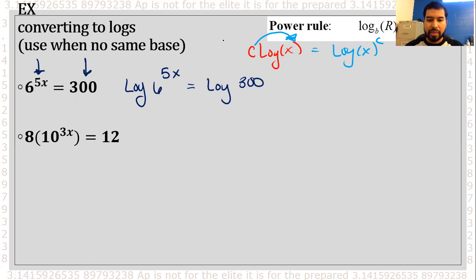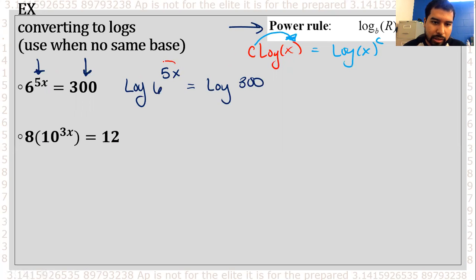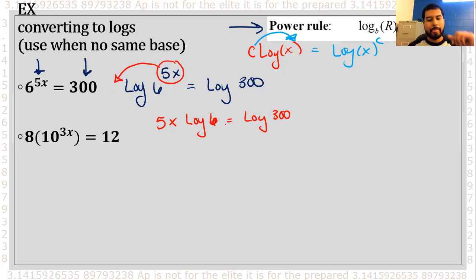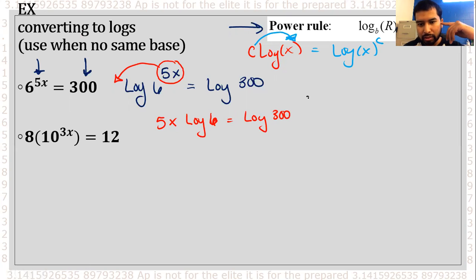Okay, then I'm going to use the power rule, which tells me that the exponent right here can become the coefficient. So now I have 5x log 6 equals log 300. All you have to do now is solve for x.